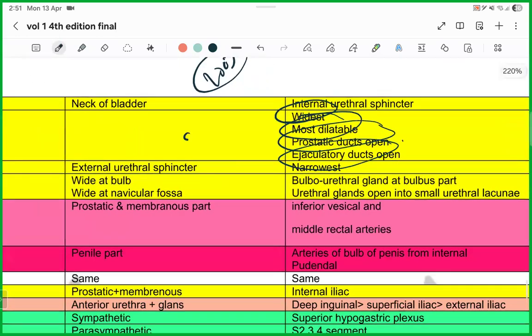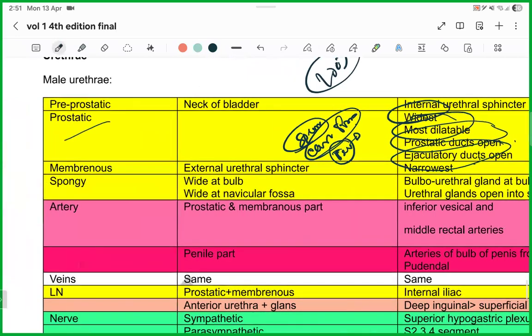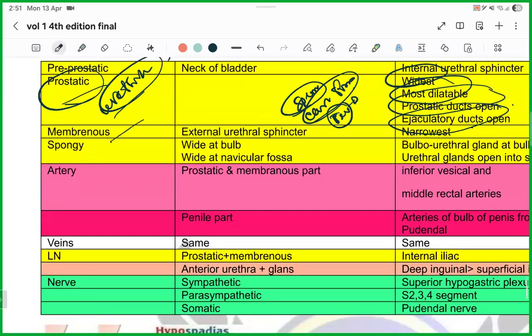So sperm comes from the testis and through the ejaculatory duct, it comes to the prostatic part of the urethra. Then the membranous urethra, with the external urethral sphincter, and this is the narrowest part.